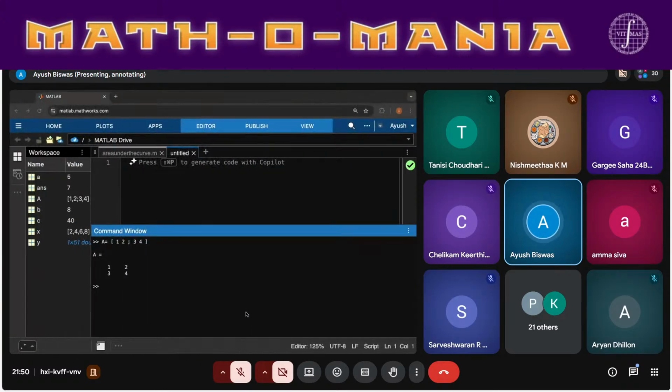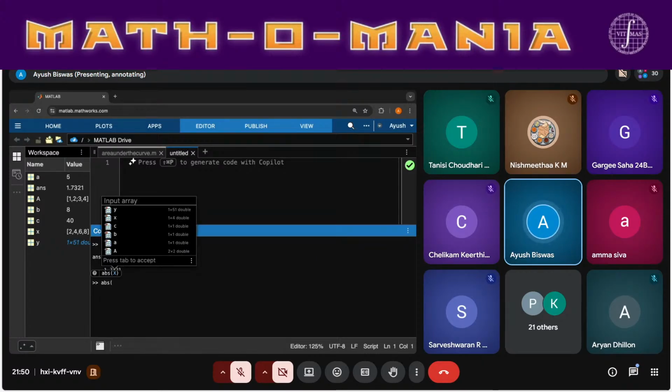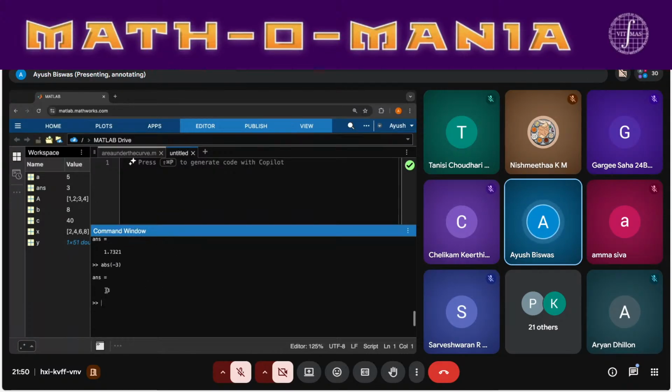Again, let's go to the MATLAB window. For the first one, let's say square root of 3. Yes, it gives us 1.7321. It truncates after 4 decimal places, which is an expected value. Then next, we also check out absolute value. Let's say -3. That gives us the answer 3.